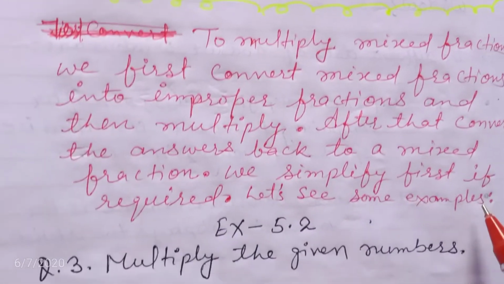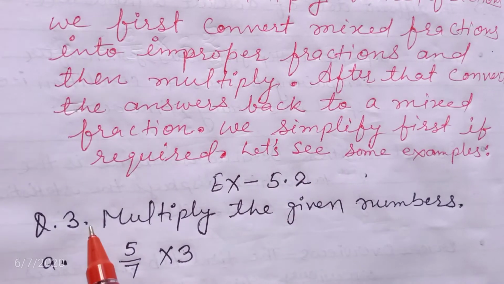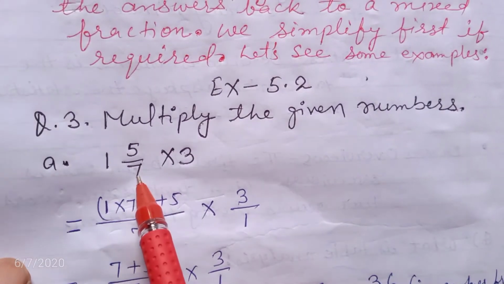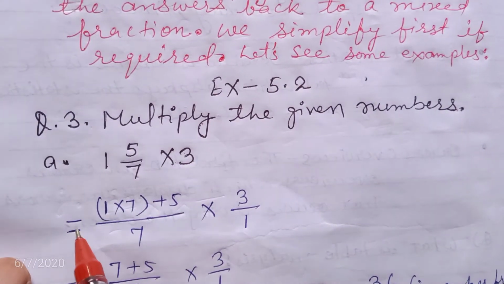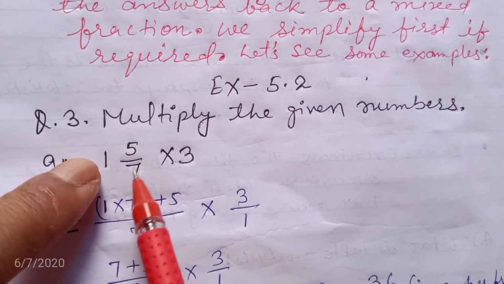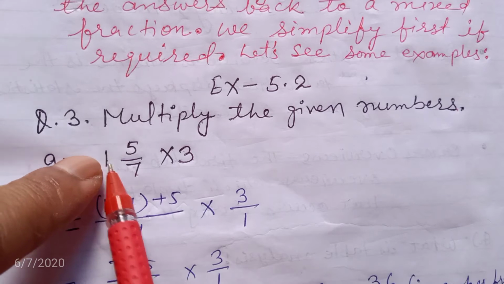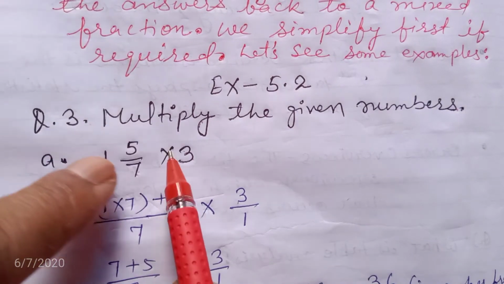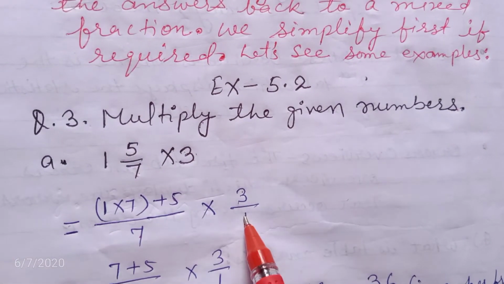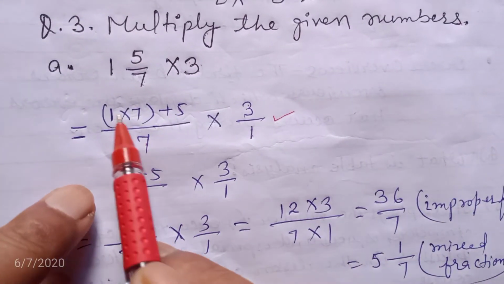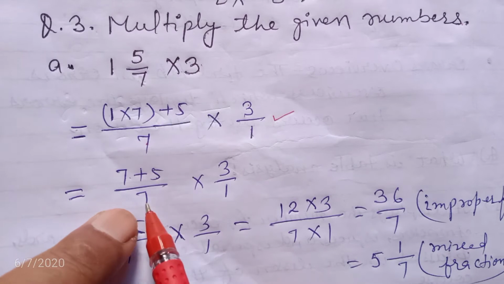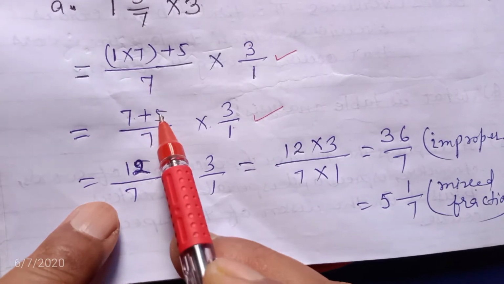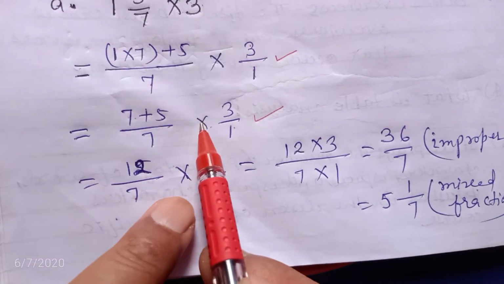Let's see some examples. Exercise 5.2, question number 3. Multiply the given numbers. Part A: 1 whole 5 by 7 into 3. First we convert into improper fraction. We multiply the whole number by the denominator and add the numerator. So 1 into 7 plus 5 by 7 into 3 by 1. 3 can be written as 3 by 1. Next step, 1 into 7 is 7, plus 5 by 7 into 3 by 1. Now the next step, 7 plus 5 is 12 by 7 into 3 by 1.